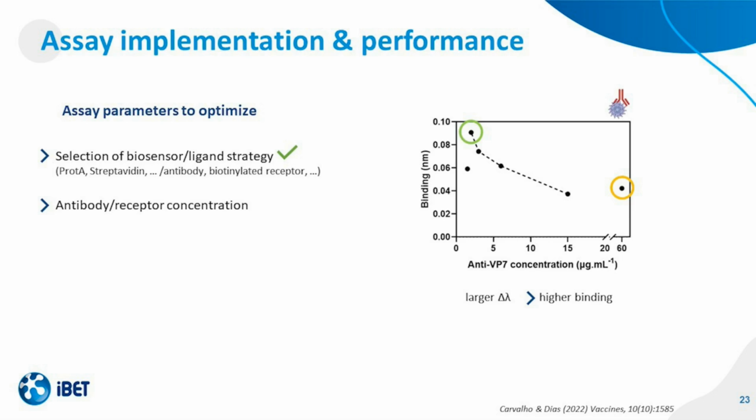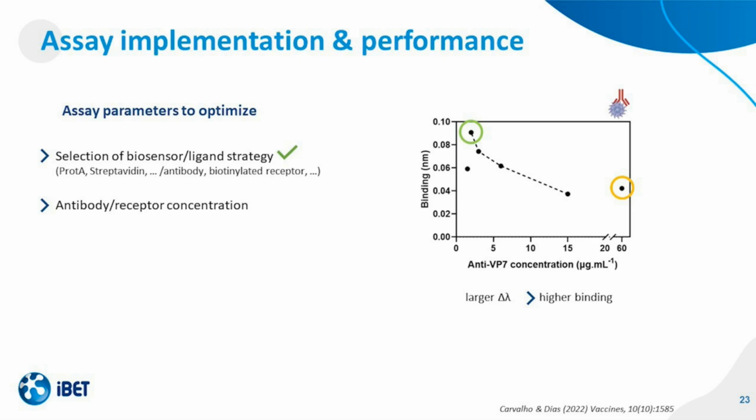And this is critical to avoid interferences. And this fine-tuning of the optimal antibody concentration should be considered for each antibody that you are using and for each protein A biosensor lot that you are using, to avoid lot-to-lot variations.